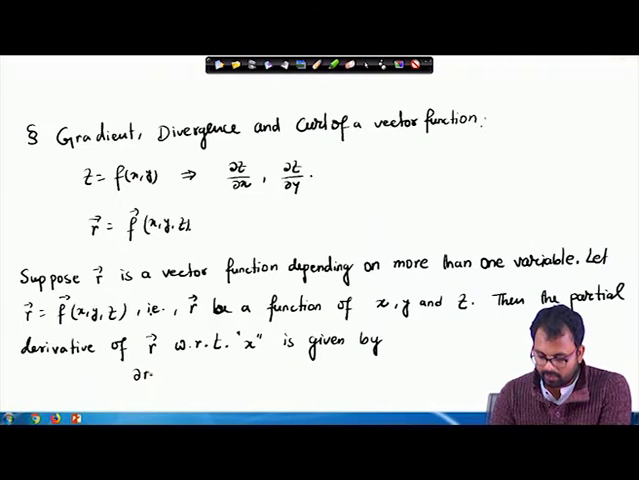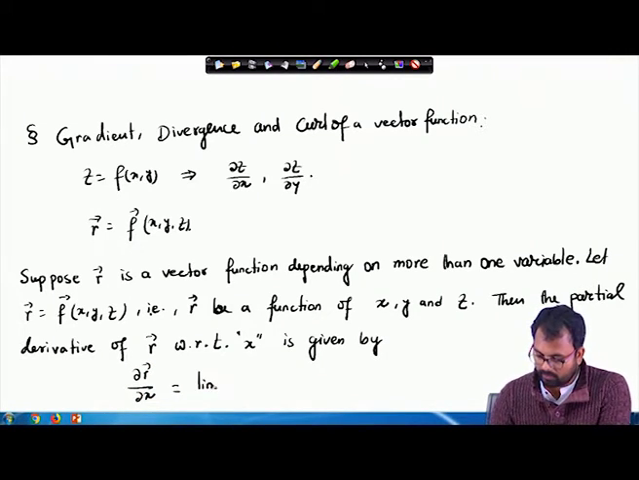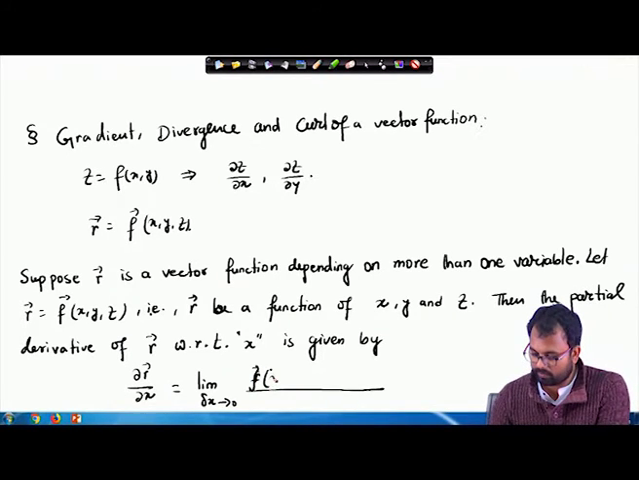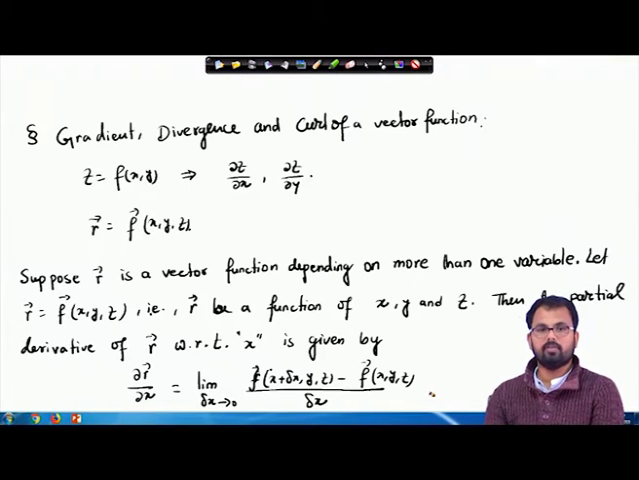We define it as del r del x is equal to the limit as delta x goes to 0 of f(x plus delta x, y, z) minus f(x, y, z) divided by delta x. This is how we define the partial derivative of r, which is a vector function of three scalar variables x, y, z.